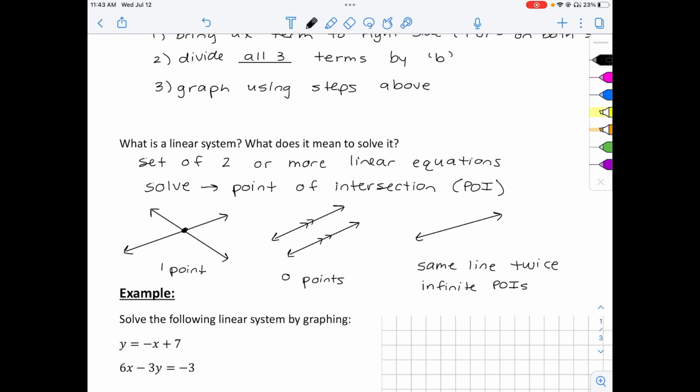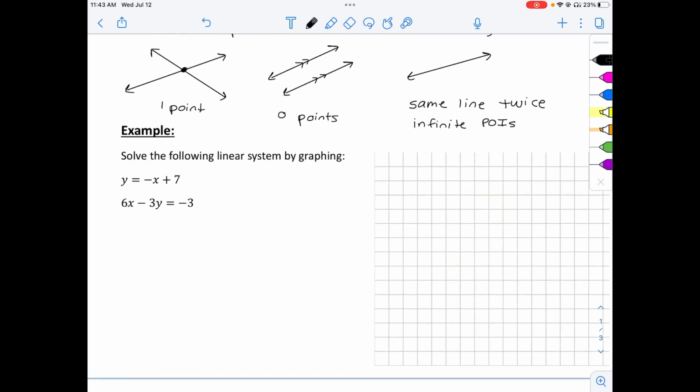So if we take a look at an example of this, we want to solve the following linear system by graphing. So you see we have two equations of two different lines here. So we have y equals negative x plus 7. That one's already in slope-intercept form. And we have 6x minus 3y equals negative 3.